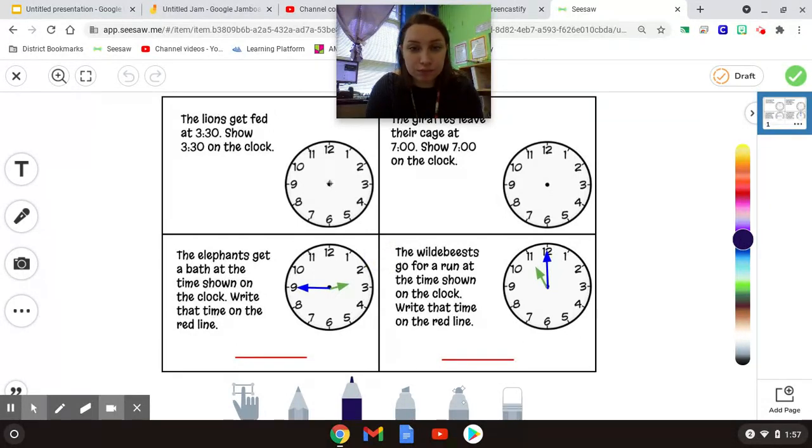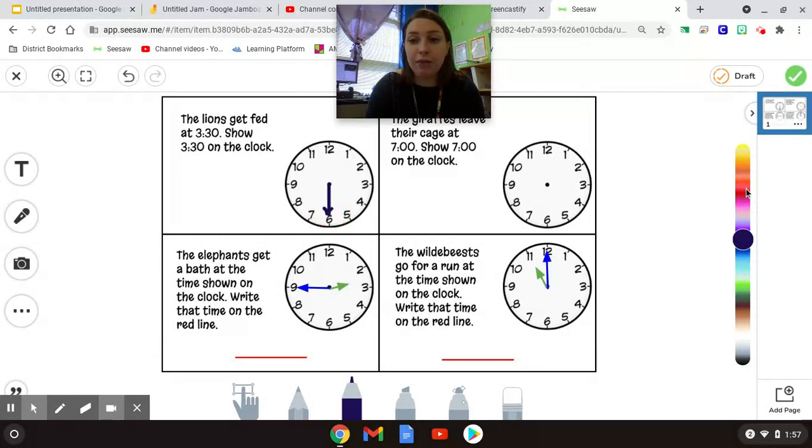So my hour hand is my shorter hand. My minute hand is my longer hand. I'll draw the minute hand first. When I need 30, I know that that's halfway around. So I will draw it at the 6 because the 6 is halfway around.